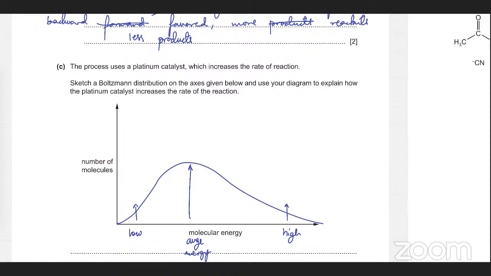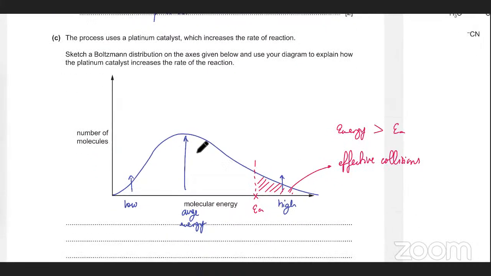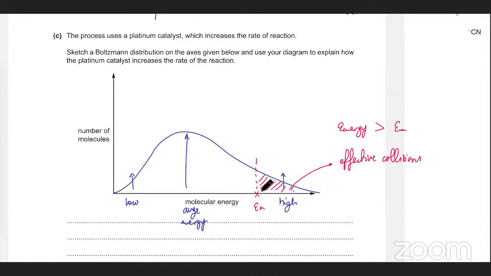Now, somewhere over here, there's a point called the activation energy. Particles beyond that point have energies that are greater than the activation energy. So they're able to collide successfully. So they're going to have effective collisions. Their energy is greater than the activation energy. So effective collisions means successful collisions. The rest of the particles are low energy. I mean, they have energies that are lesser than the activation energy. So the rest of the particles are probably not going to be able to react successfully.